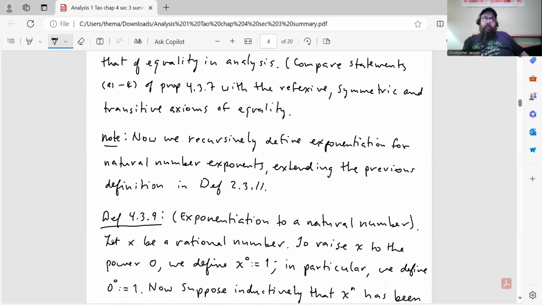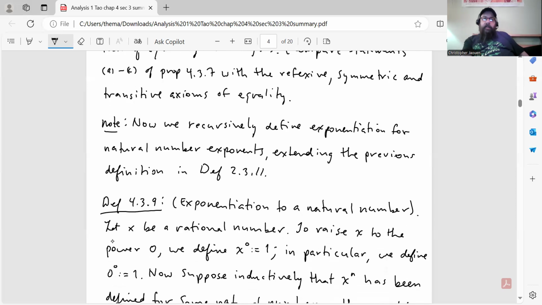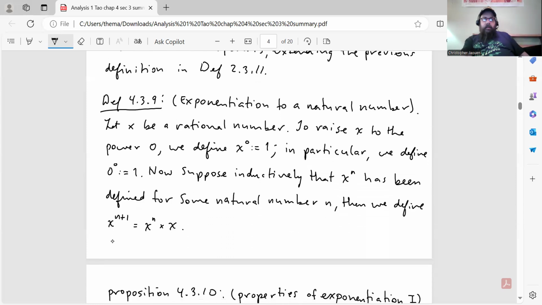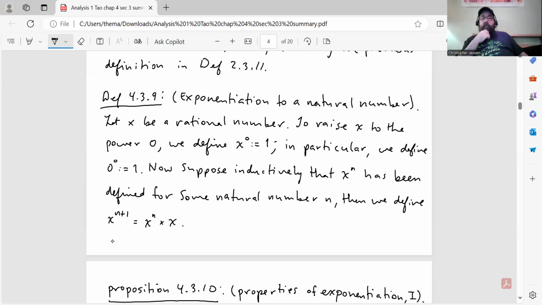And then just a note, we now recursively define exponentiation for natural number exponents, extending the previous definition that we looked at all the way back in chapter 2, which was definition 2.3.11. All right, so here this is definition 4.3.9, exponentiation to a natural number. Let x be a rational number. To raise x to the power 0, we define x to the 0 to be equal to 1. In particular, we define 0 to the 0 power to be equal to 1.